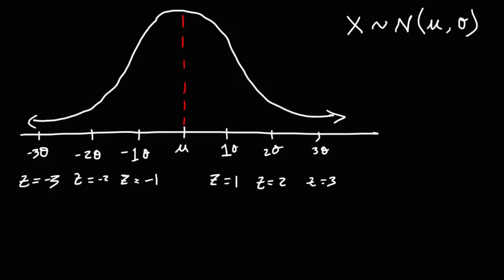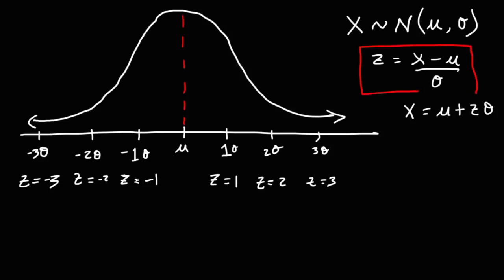Now, the formula that you need in order to calculate the z-score is this. Z is equal to x minus the mean divided by the standard deviation. Sometimes you may need to calculate x. X is equal to the mean plus z times the standard deviation. So these are some formulas that you want to make sure you write down for the problems that I'm going to give you later.